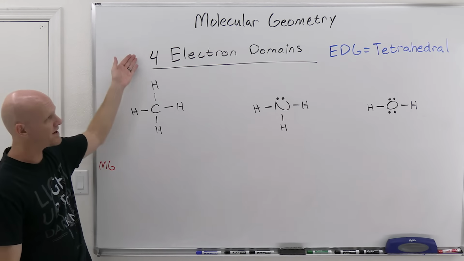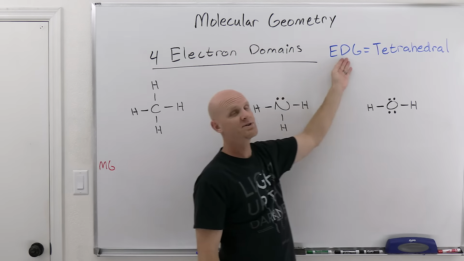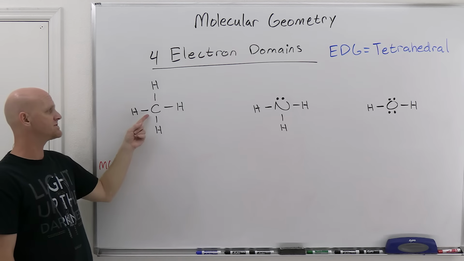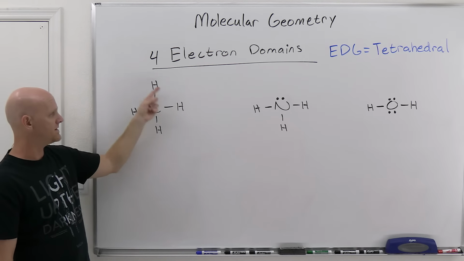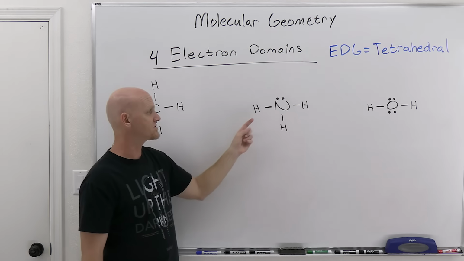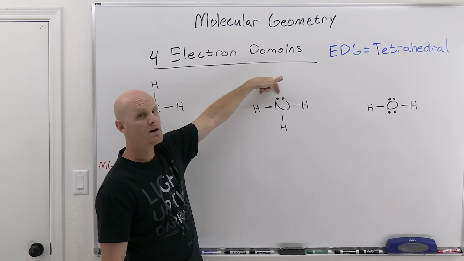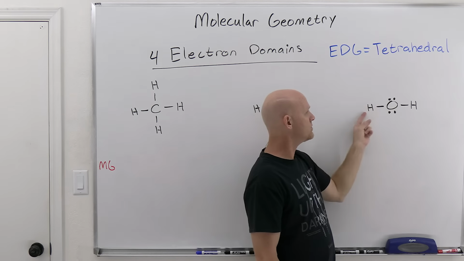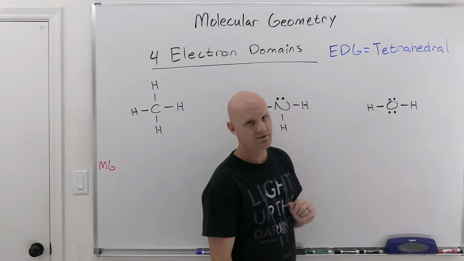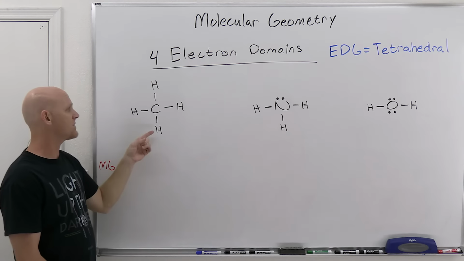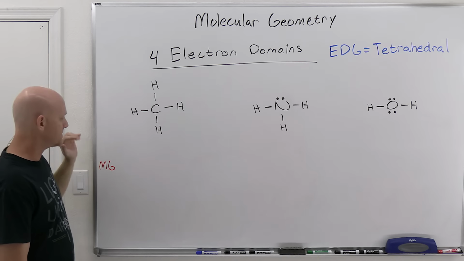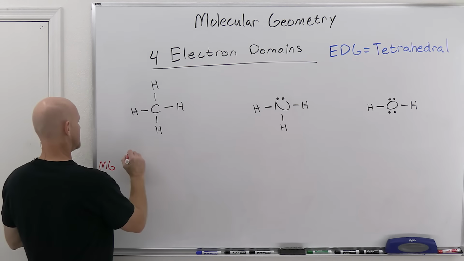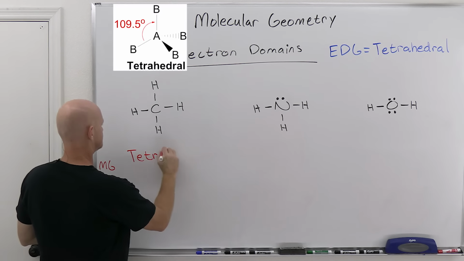All right, with 4 electron domains, your electron domain geometry is tetrahedral, and all 3 of these examples have 4 electron domains. In the case of CH4 here, they are all bonding domains. In the case of NH3, there are 3 bonding domains and 1 non-bonding domain. And in the case of water, H2O, we've got 2 bonding domains and 2 non-bonding domains. For the first one, because all 4 electron domains are bonding, the molecular geometry gets the same name as the electron domain geometry and is called tetrahedral.